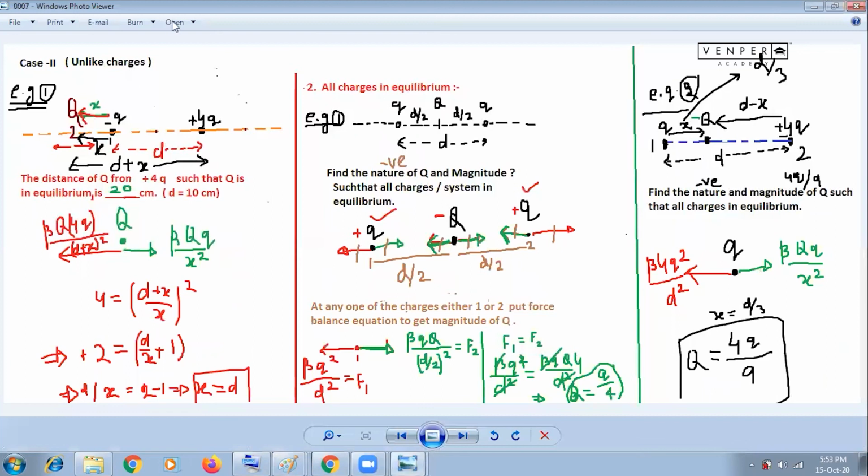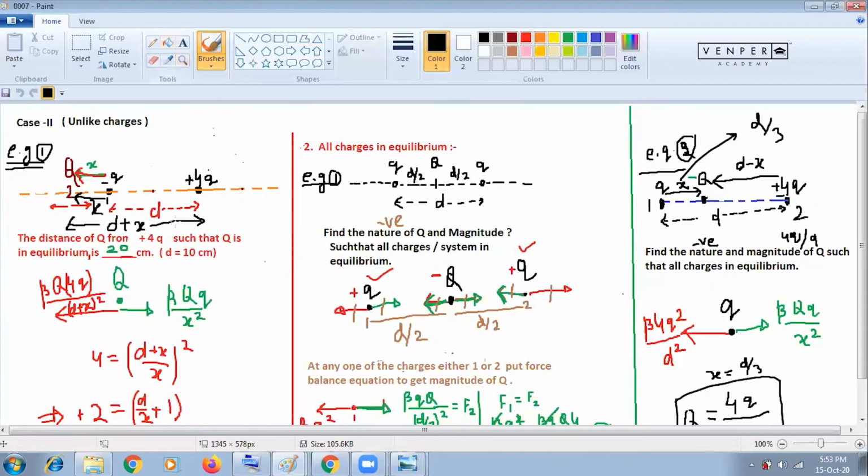Now everyone, check about these problems. Check about this problem. You see here. Suppose last class you understood, if you are keeping like charges, then what is the equilibrium distance you are getting? Now today we'll just discuss if unlike charges are there.